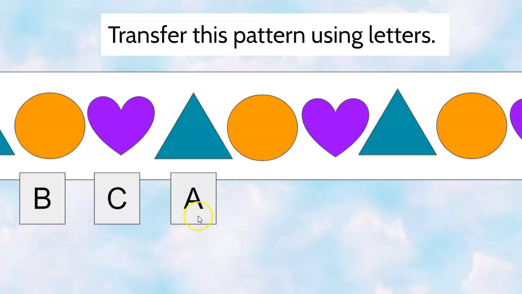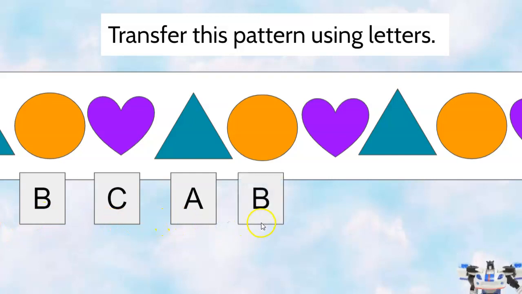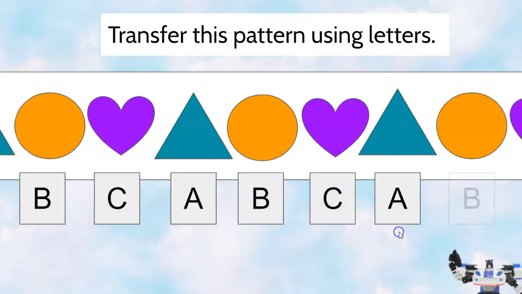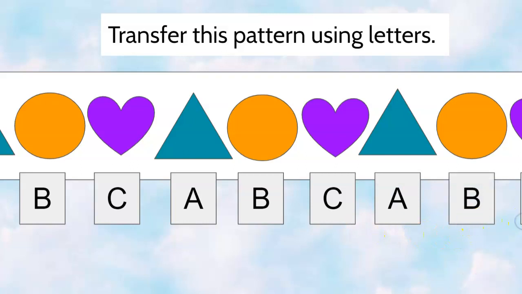And we can keep this pattern going because we know a repeating pattern has the core repeat over and over again. So we can say A, B, C, A, B, C, A, B, C. You did it. You transformed this into a different pattern. You transferred this pattern using letters. Good job.